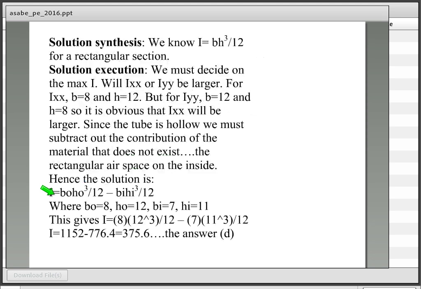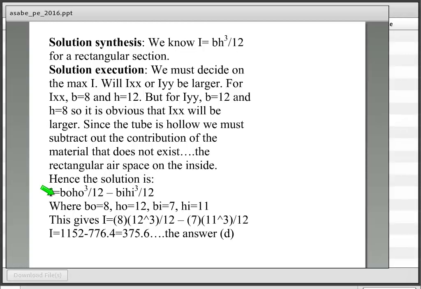If we look at the solution here, bh cubed over 12 is our equation. In this case, we have to decide which direction would be the maximum as far as the area moment of inertia is concerned. Of course, will Ixx or Iyy be greater? Well, the height is 12. The width or the base is 8. Since we're cubing the height, we would conclude in this case that Ixx would be greater.